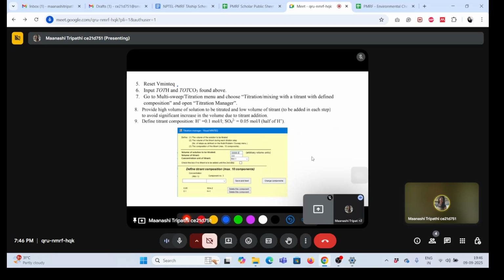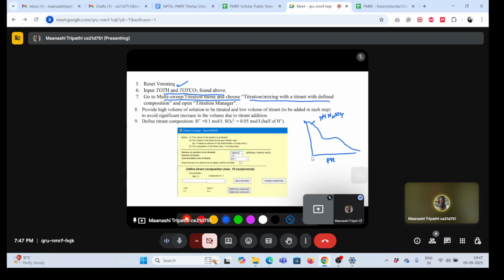Now we need to reset Visual Minteq, and since we have found the hydrogen and carbonate concentration, we will keep that. Now here, since we are going in the opposite direction, we need to go to the multi-sweep or titration menu, and choose titration with the titrant with defined composition. So I hope you remember I was showing you this kind of diagram. Okay, so we need to add 1 molar H2SO4 for reducing the buffering capacity of water.